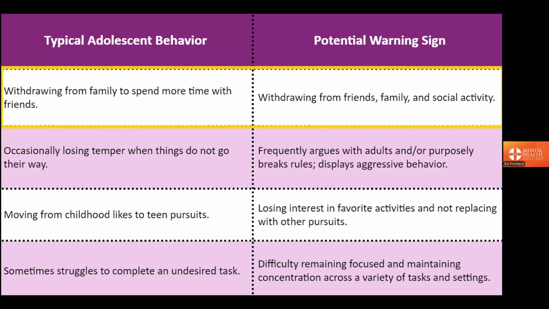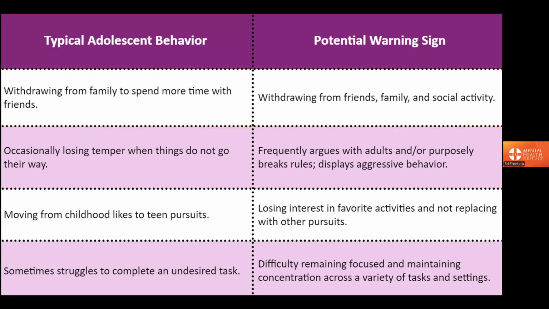Withdrawing from family to spend more time with friends can be typical adolescent behavior, while withdrawing from friends, family, and social activity can be a potential warning sign. An adolescent may occasionally lose their temper when things do not go their way. However, frequently arguing with adults and or purposely breaking rules and displaying aggressive behavior can be a potential warning sign.